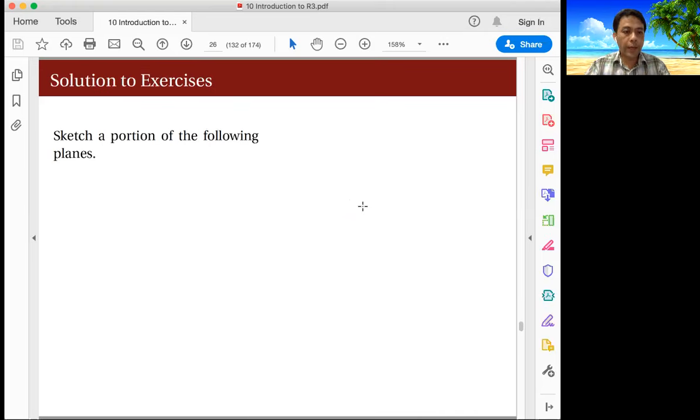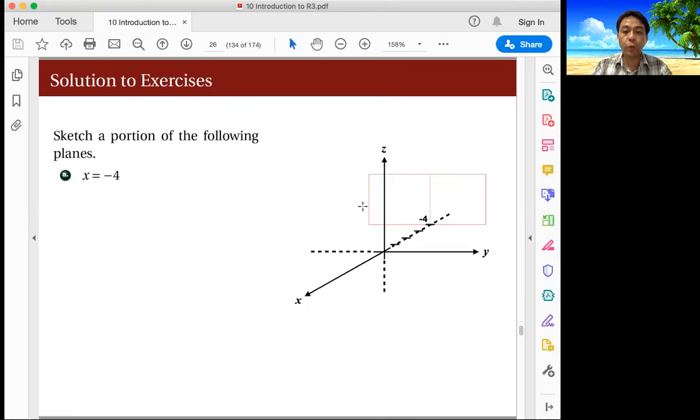And the last part of the exercise would be to sketch a portion of the following planes. The first one is x equals -4. So this must be parallel to the YZ plane and passing through the point (-4, 0, 0). Okay, so this is our sketch here.